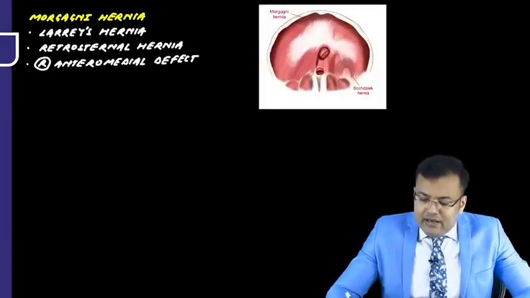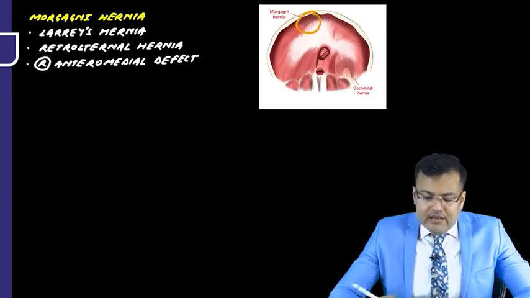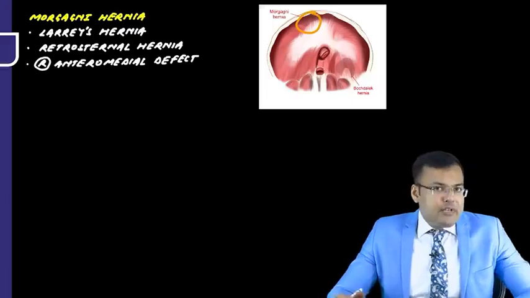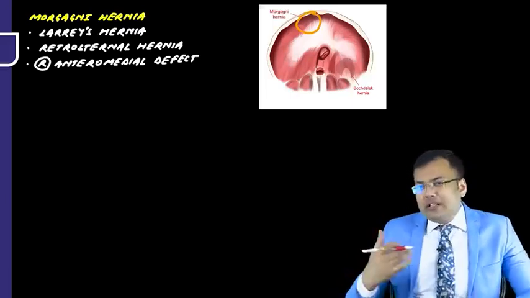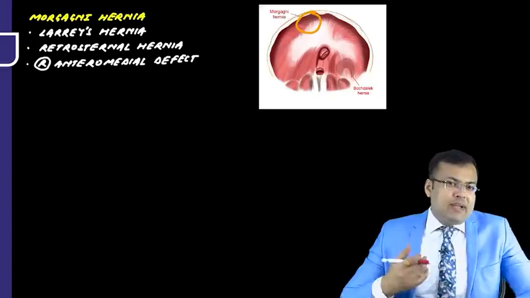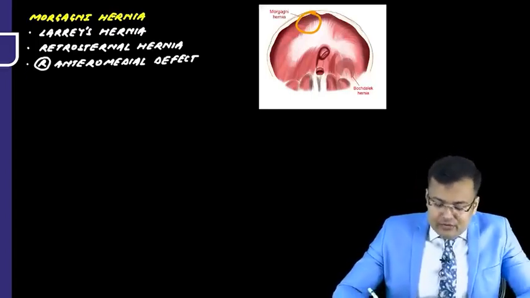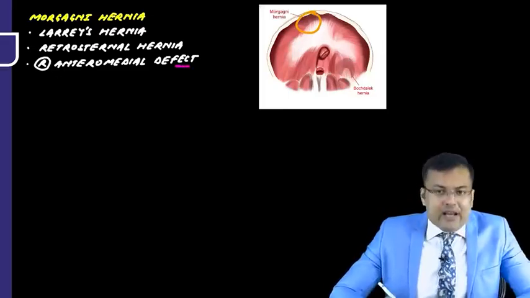So in Morgagni hernia, where is the defect? The defect is right anteromedial. So Morgagni hernia, what are the other names? It is also known as Larrey's hernia, also known as retrosternal hernia because it is behind the sternum, also known as right anteromedial hernia because where is the defect? The defect is right anteromedial.